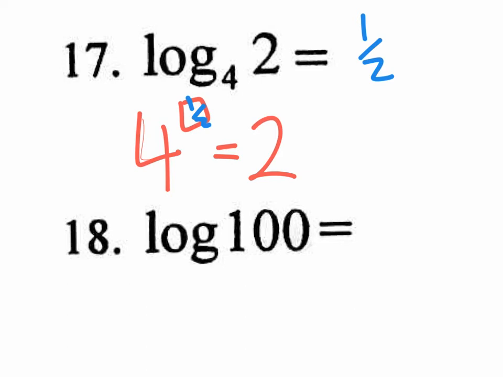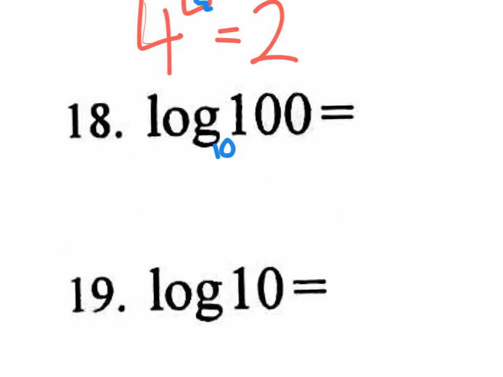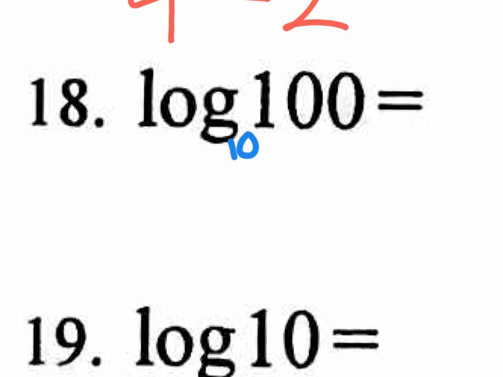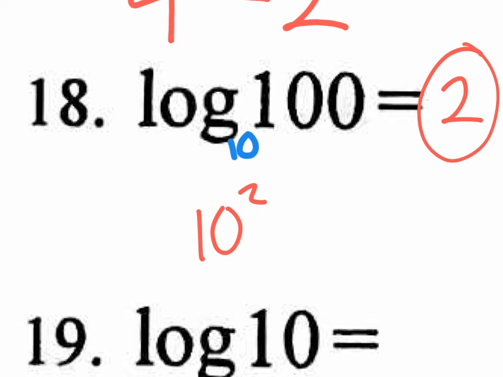Log base what? It's base 10, right? Because it's a common log. Or I could have read it common log of 100. You could write the 10 if you want. Common log of 100 is what? What's the answer? 2. Why? You don't need to do this, but if you want to explain to somebody why the answer is 2, that's because 10 to the second power gives you 100. That's why the answer is 2, right?